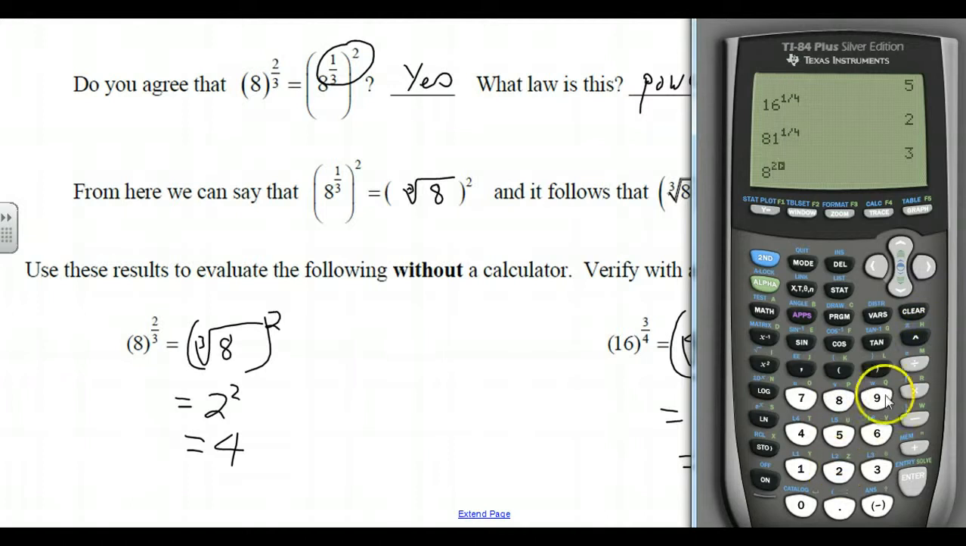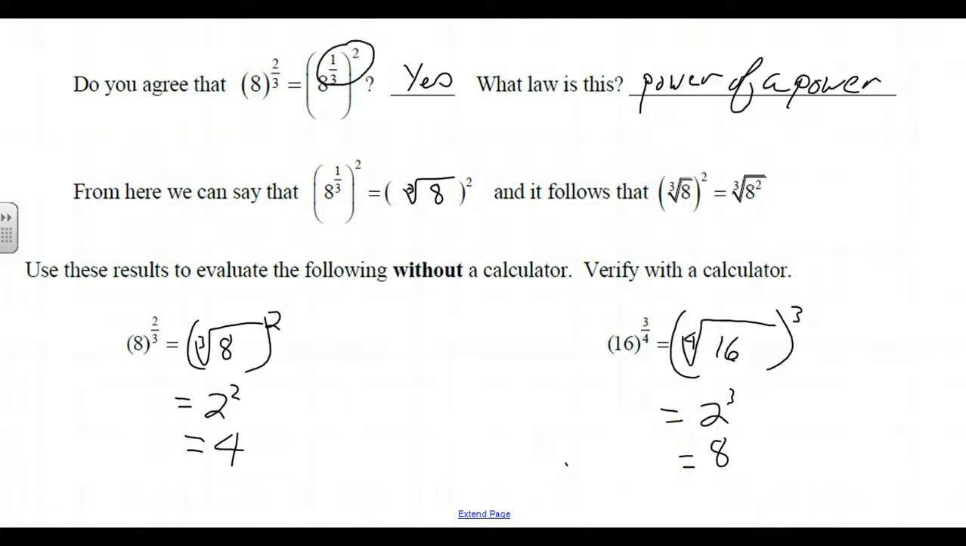8 to the 2 divided by 3. We get 4, and we want 16, whoops, to the power of 3 divided by 4. The 4th root of 16 is 2, cubed is 8. Okay, so we have verification on the calculator that this is true.